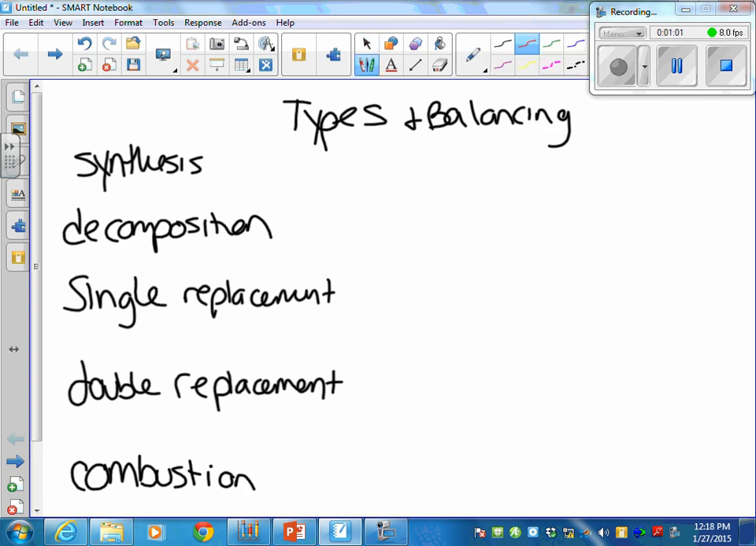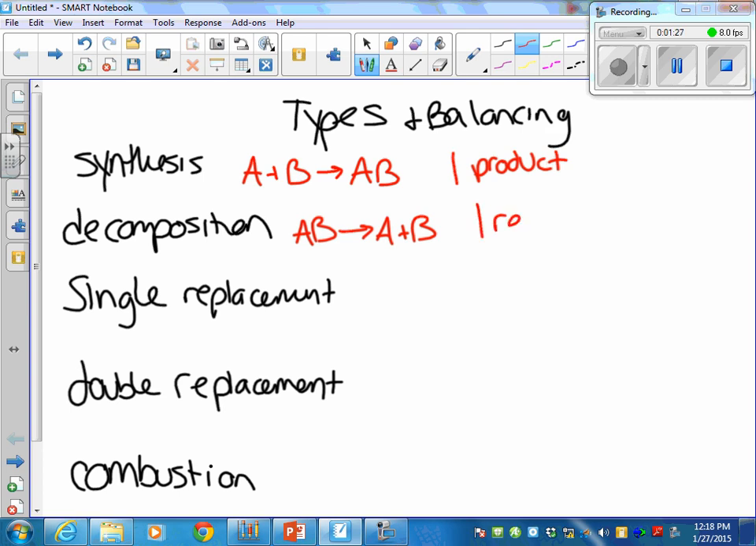Okay, a synthesis reaction is two things coming together to form one. It looks like A plus B goes to AB. The key to a synthesis reaction is there's only one product. Decomposition is just the reverse of a synthesis reaction. It's AB falling apart into A plus B. You only have one reactant for a decomposition reaction. Remember that the reactants are over here on the left and the products are over here on the right. So synthesis and decomposition should be pretty straightforward.